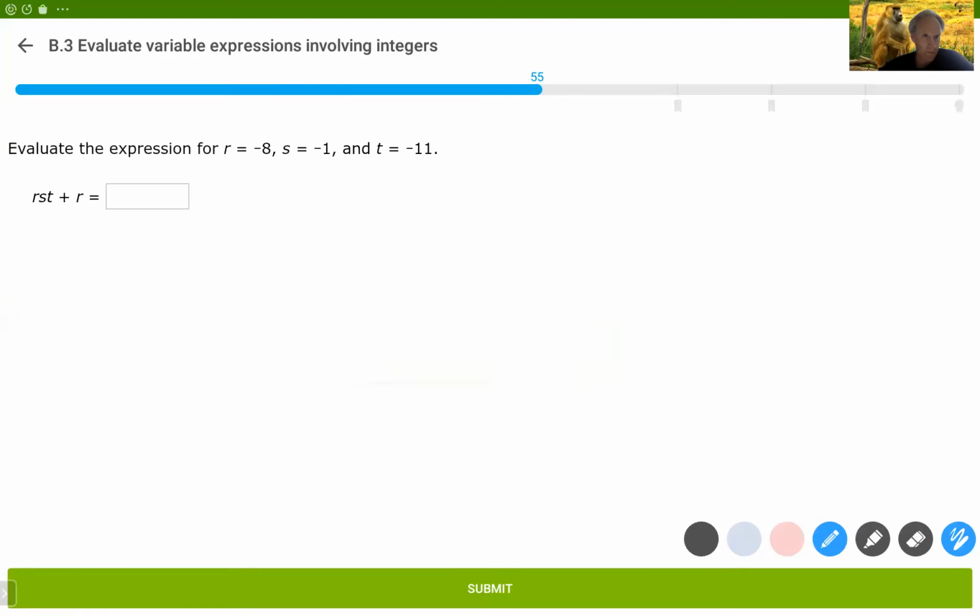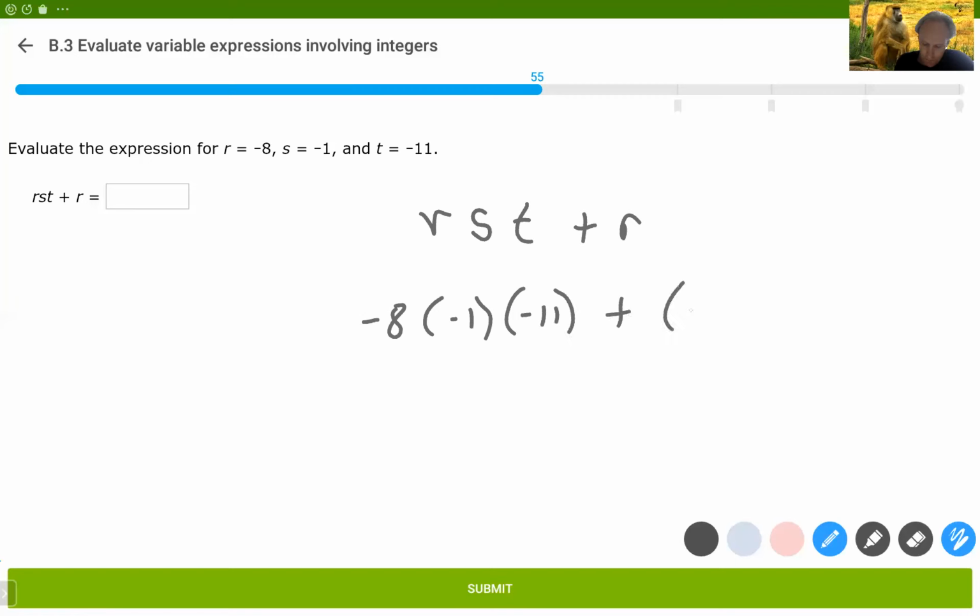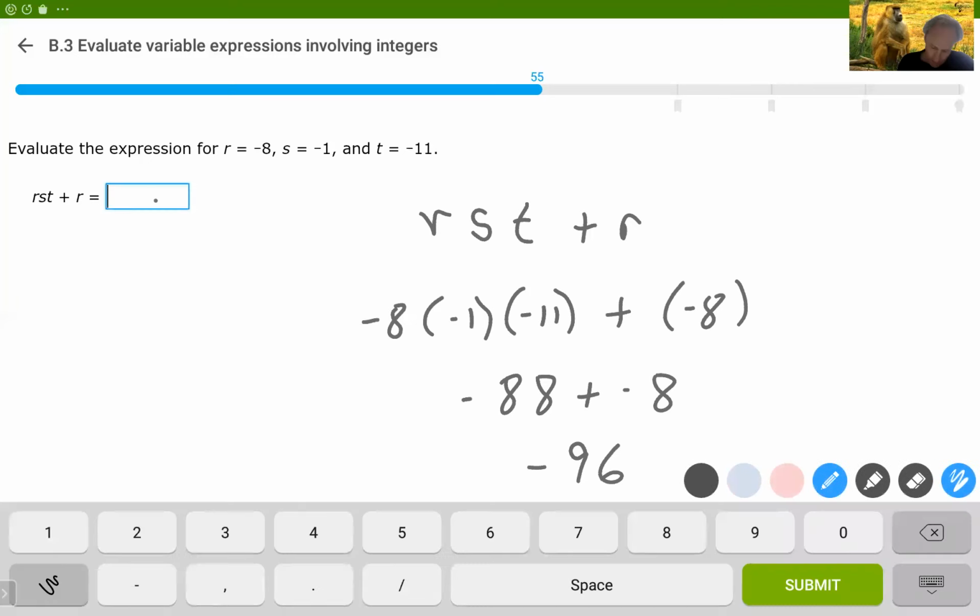Oh, I like this one. RST means we're multiplying R times S times T, and we're adding R. And we've got a -8 times -1 times T, which is -11, plus the R, which is the -8. These are getting multiplied together, so we've got -88 plus -8, which is 96, and it's negative. A negative plus a negative is a negative. Negative 96.